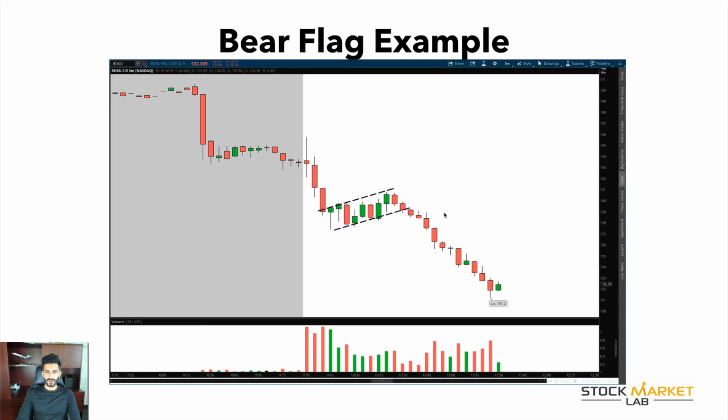Here's another bear flag example. You guys can see the stock makes an aggressive move down, takes a break, and continues.